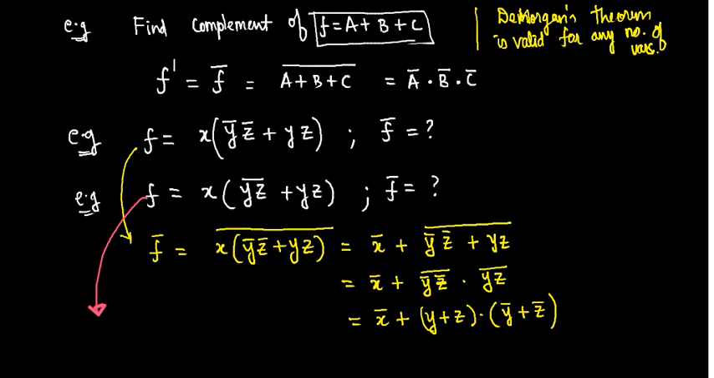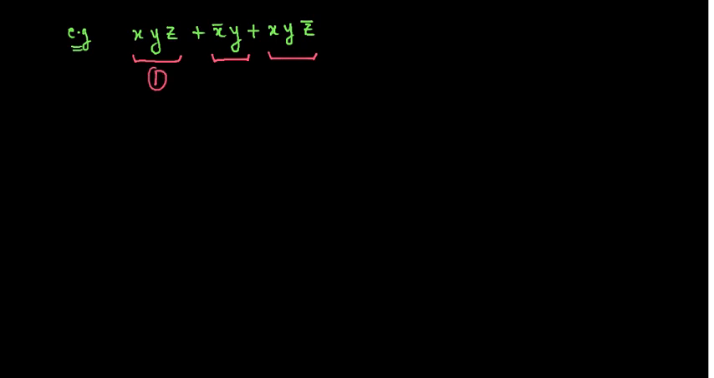Solve this, okay? Take this example. XYZ or X bar Y or XYZ bar. How many literals are there in this? You tell me. How many terms are there? First of all, you tell me. Wait, terms. 3 terms. Term 1, 2 and 3. How many literals are there? This is 1, 2, 3, 4, 5, 6, 7, 8. So 8 literals.